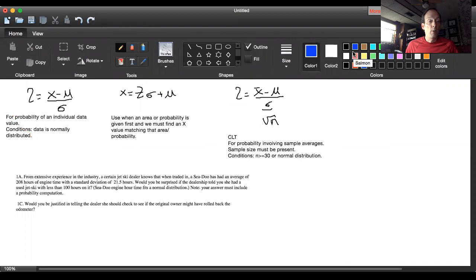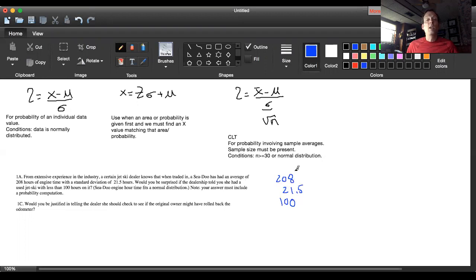It says, from extensive experience in industry, a certain jet ski dealer knows that when traded in, a Sea-Doo has had an average of 208 hours of engine time with a standard deviation of 21 and a half hours. Would you be surprised if the dealership told you she had a used jet ski with less than 100 hours on it? Sea-Doo engine hour time fits a normal distribution, and your answer should include a probability computation.